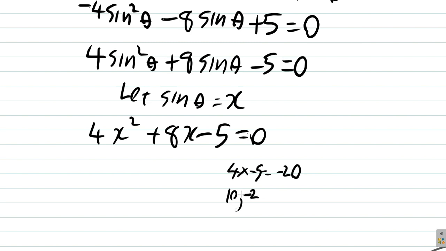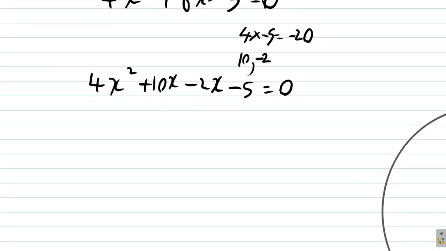Alright, if we have a positive 10 and a negative 2, 10 times negative 2 gives negative 20, and 10 plus negative 2 gives 8. So those two numbers will work. At one end we have 4x squared, at the other end we have minus 5 equals 0. But in the middle we divide up the 8x into 10x and negative 2x. So plus 10x minus 2x.